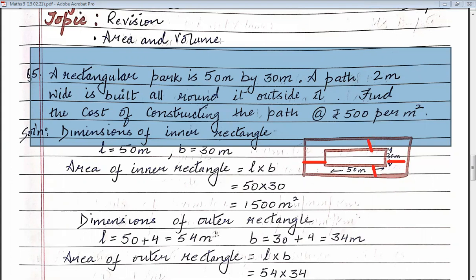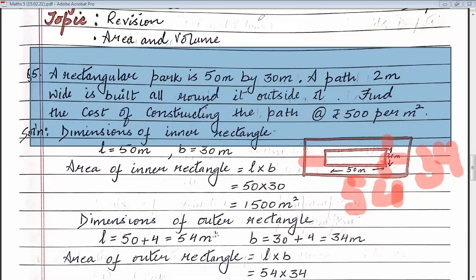Fine, children. So now first what you will do, you will find the outer dimension. Now, children, you know that if this is 2 meter wide, this is 2 meter wide. So, what will be the length of this outer one? This will be 54 meter, because 50 plus 2 plus 2, that will be 54. And the breadth will be 30 plus 2 plus 2, that is 34. Okay, children. So the outer dimension is 54 meter by 34 meter.